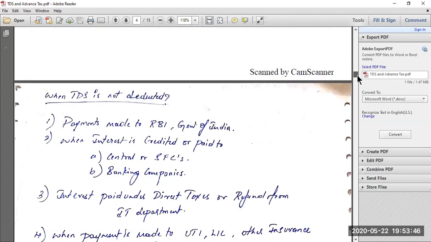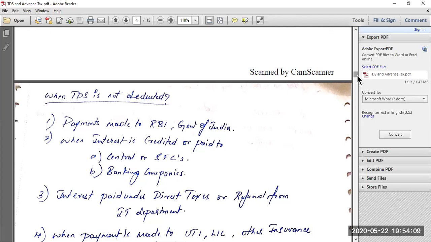Now again, let us understand in what cases or in what types of payments TDS is not deducted. So there are also certain payments which are excluded from TDS. So what are those payments which are excluded from TDS? We will understand now. If you are making any payments to RBI or the Government of India, so any payment which is made to the Reserve Bank of India and the Government of India, TDS is not deducted.